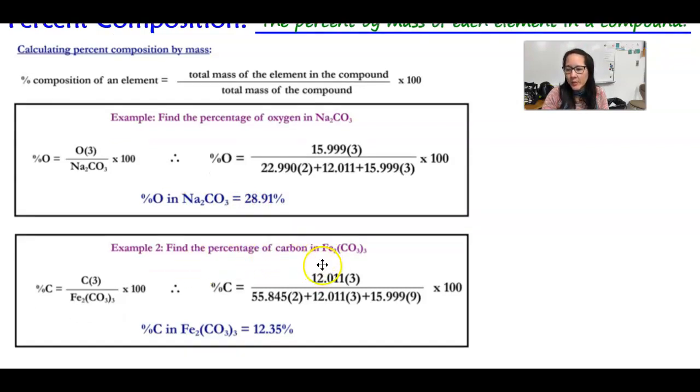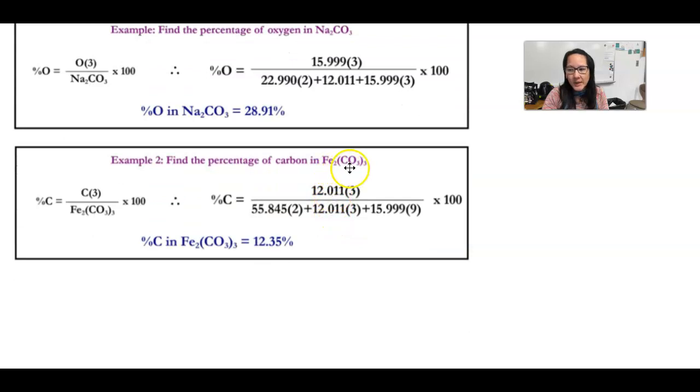Another example, if I wanted to know the percentage of carbon in iron 3 carbonate, then I would add up the total number of carbons. In this case, notice the 3 distributes into the parentheses, so we have 3 carbons divided by the mass of the whole compound times 100. So it would be 12.011 times 3 divided by the mass of the whole compound times 100, and we get 12.35% carbon in iron 3 carbonate.